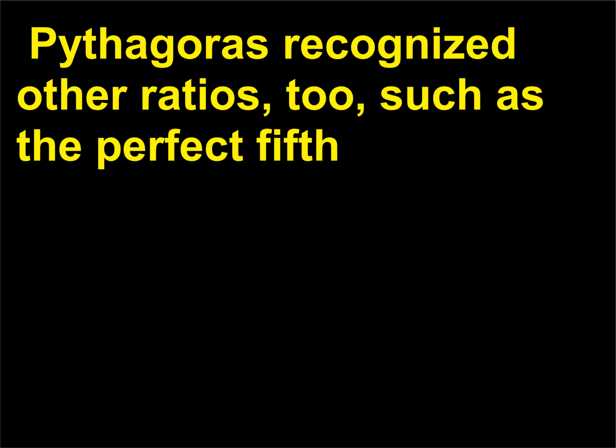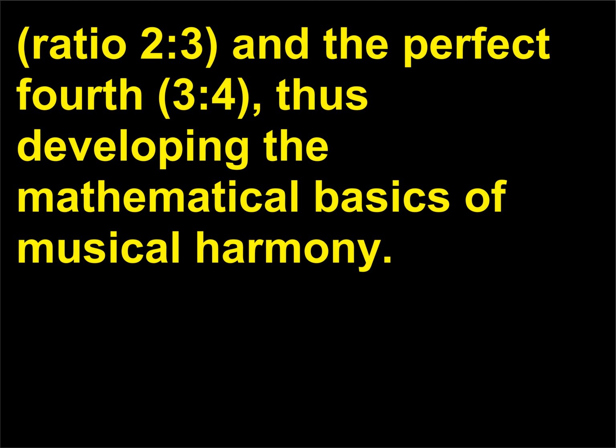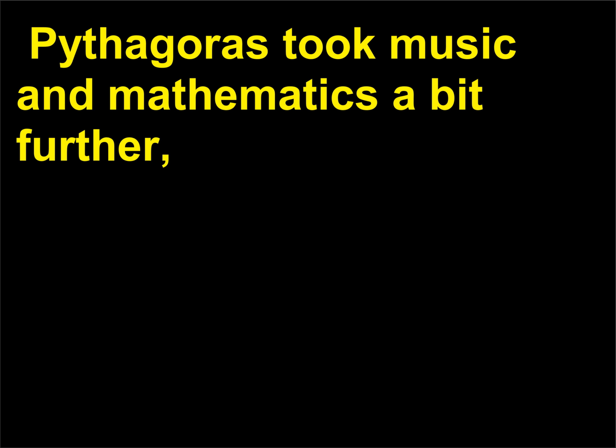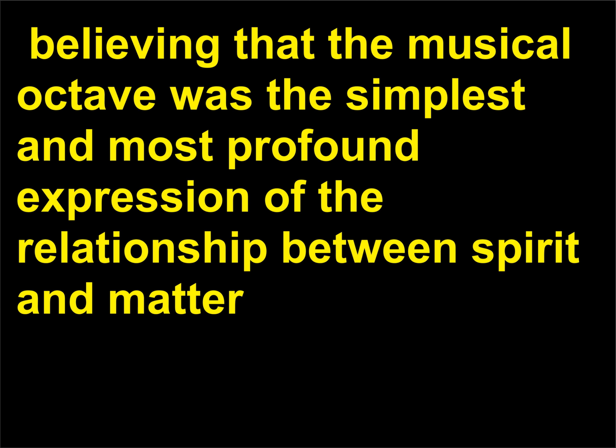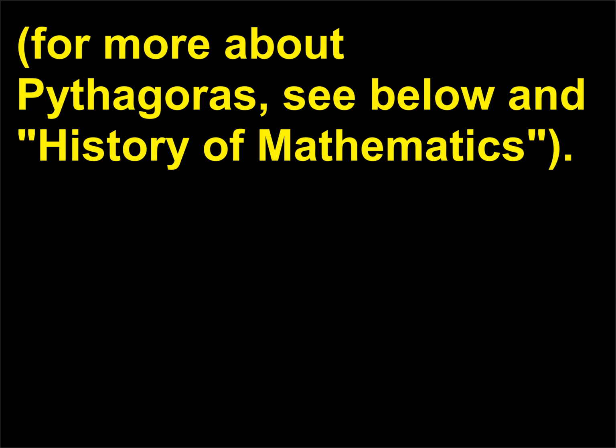Pythagoras recognized other ratios, too, such as the perfect fifth, ratio 2:3, and the perfect fourth, 3:4, thus developing the mathematical basics of musical harmony. Pythagoras took music and mathematics a bit further, believing that the musical octave was the simplest and most profound expression of the relationship between spirit and matter. For more about Pythagoras, see below and History of Mathematics.